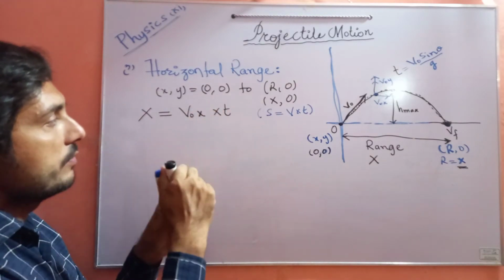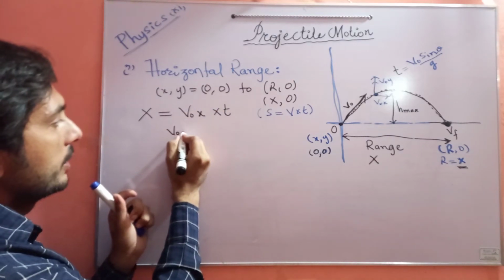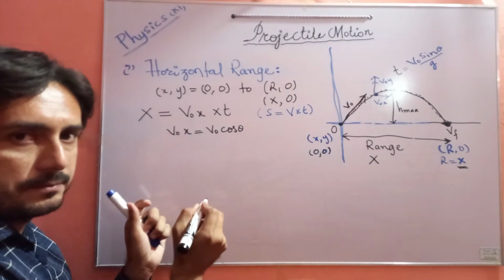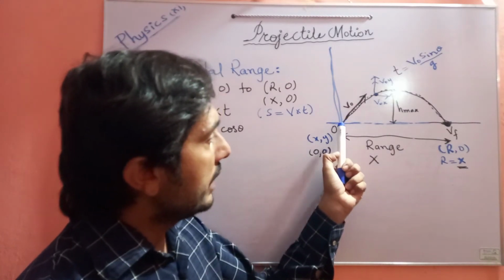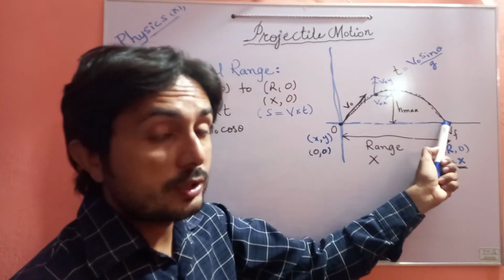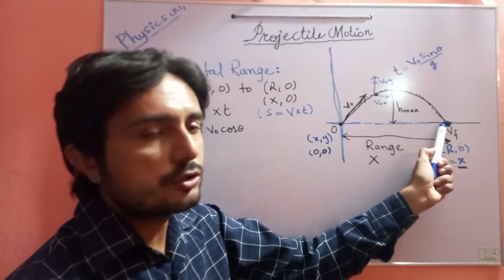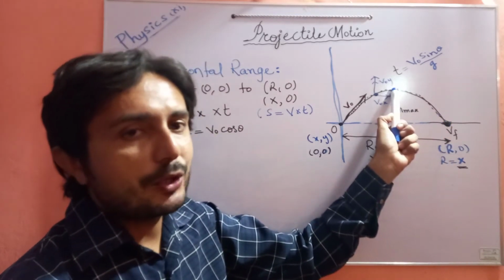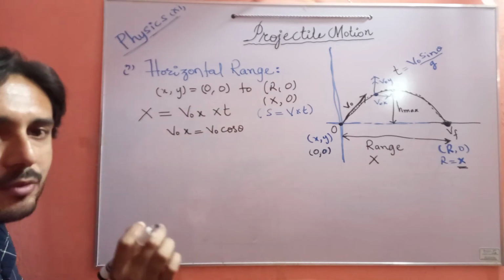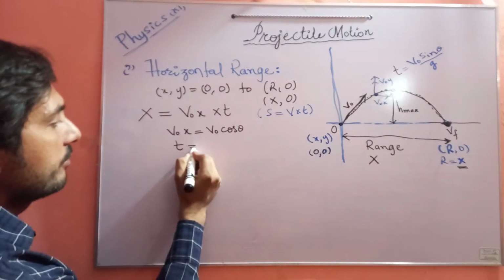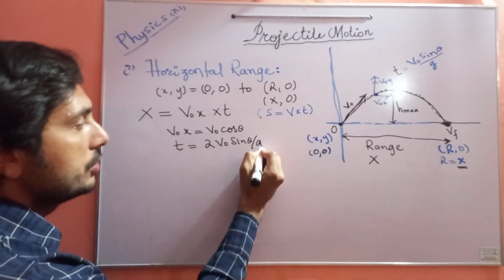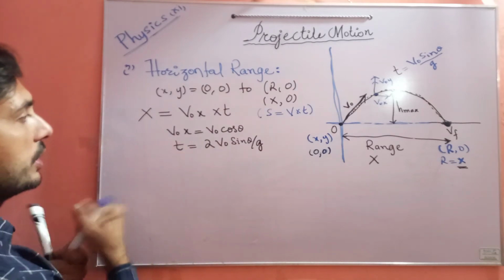We already know the value of this V naught x. That is the x component, and it is always equal to V naught cos theta. Since you can see there, the body started from this origin, and the complete flight was there, and it reached there. So the time will be considered as the time of flight. We are not going to consider the time to reach the maximum height, because the complete path is used. So this t means the total time of flight. So we determined the formula for this time of flight, and it was equal to 2 V naught sine theta upon g.